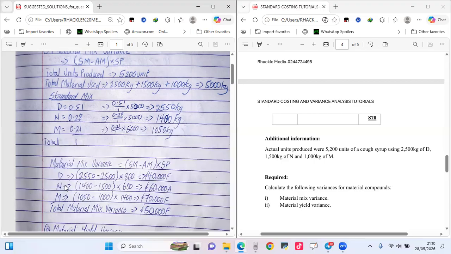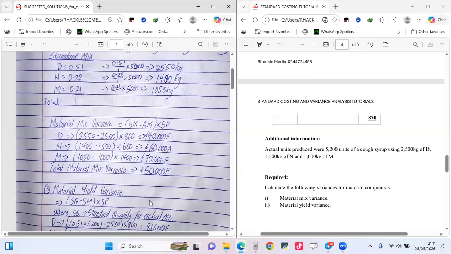So we do the same thing for N as well, 1,400 minus 1,500, right? Times 600, we get 60,000 adverse. Why is it adverse? Because actual material use is higher than the standard. Now we do the same thing for M as well. 1,050 we calculated up here minus 1,000. That was given in the question. Or that's the actual use times 1,400. We get 70,000 favorable.